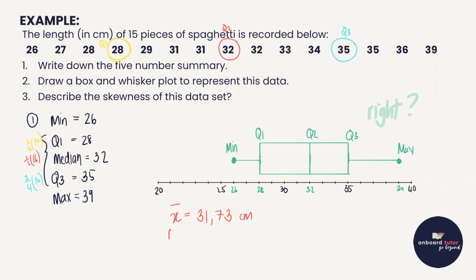And then we said here that the median was 32. And so that means we can conclude, therefore, the median is greater than the mean. And this is one of the most accurate ways that we can interpret the skewness of data. So if the median is bigger than the mean, then the data is actually negatively skewed or skewed to the left.